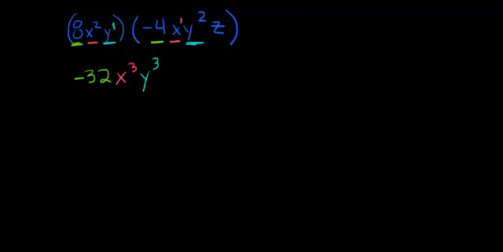And then the last one we have is just simply z by itself. So our final answer: -32 x cubed y to the third z, or -32 x cubed y cubed z. So really the key here is take it one step at a time. Deal with the coefficients, then your x's, then your y's, then your z's.